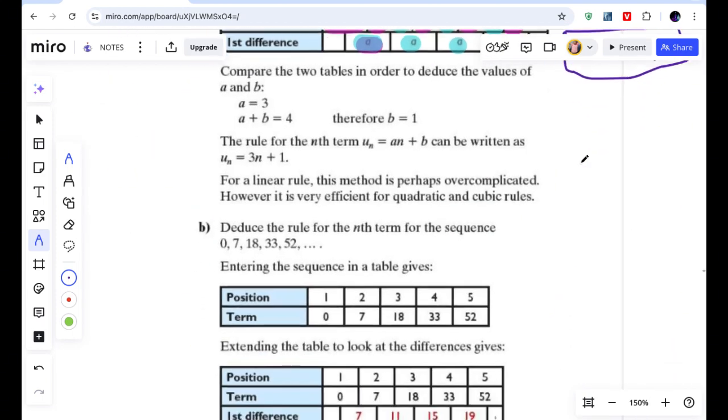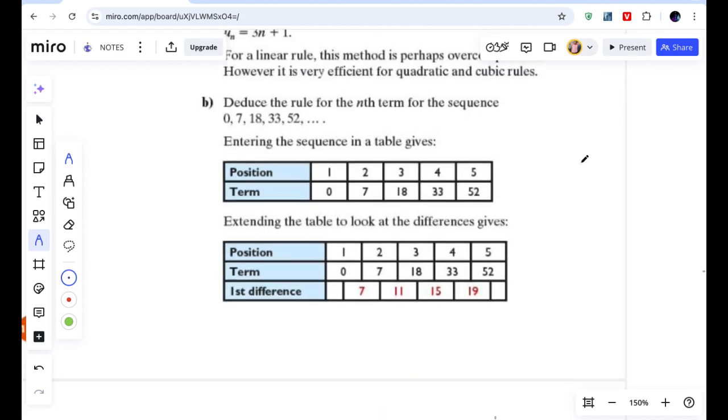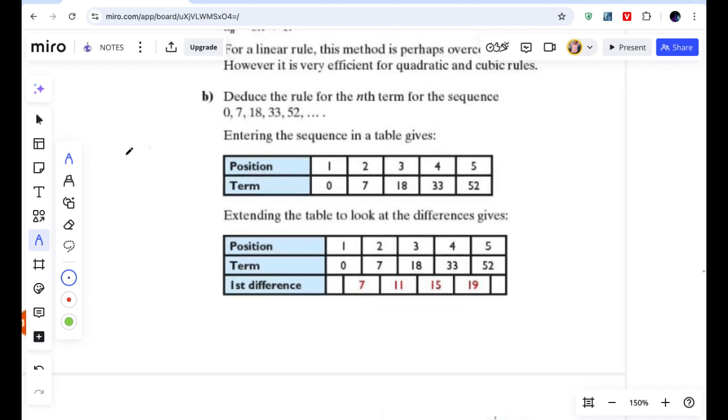Now let's go to the geometric sequence. In this one, we're given this function, or rather this sequence. The first thing to do is put it in a table. The sequence we are given is 0, 7, 18, 33, 52. We put them in position 1, position 2, position 3, position 4, position 5. The next thing we do is the first difference.